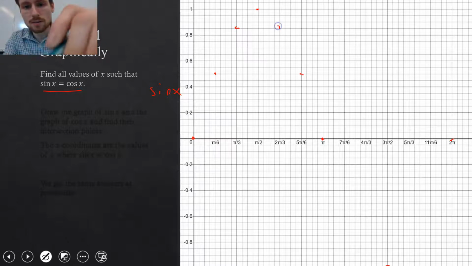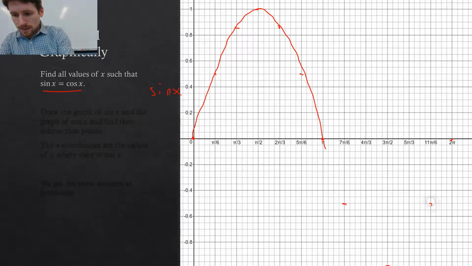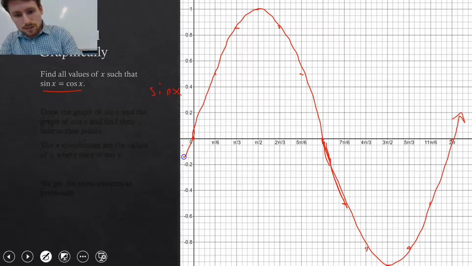And about there. Okay, so we're going to have a nice little curve. At 7 pi over 6, it's negative 1/2. At 11 pi over 6, it's negative 1/2. And then it's about negative 0.866 for 4 pi over 3 here. There's the sine function, that's sine of x.